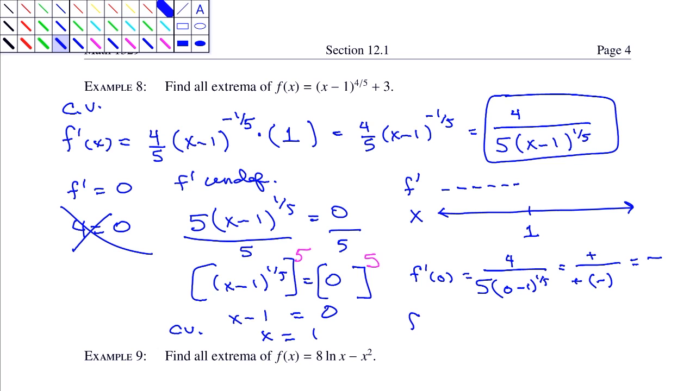Now, f prime of 2 would be 4 over 5 times 2 minus 1 to the 1/5. And that's going to be a positive. 4 is positive, 5 is positive, and 2 minus 1 is positive. So everything is positive.